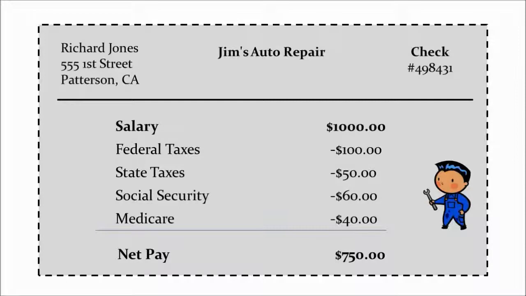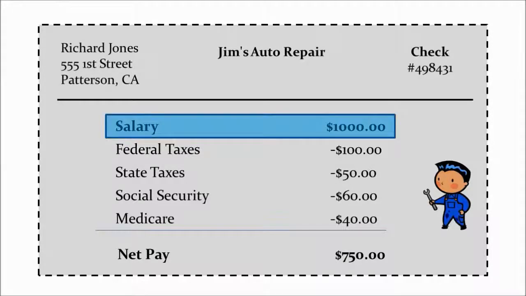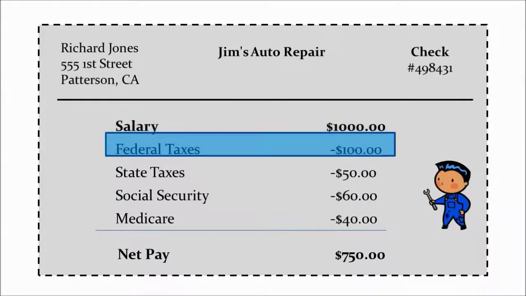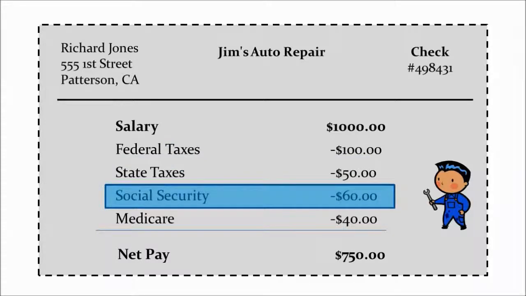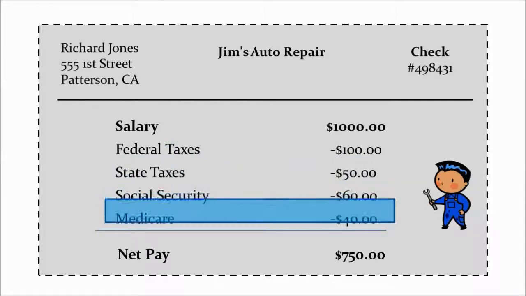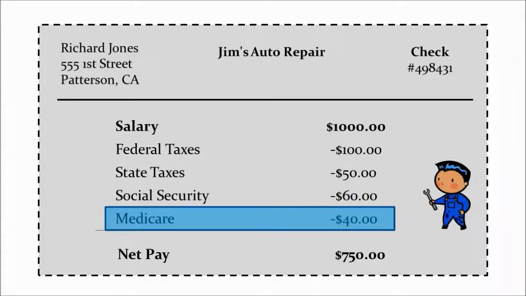Now, it's easy to see these as well. We'll go back to that same pay stub. In this case, I had a salary of $1,000. My Social Security tax was $60, and my Medicare tax was $40. So this is where the other 2 parts come in. Now, we can move on to property tax.